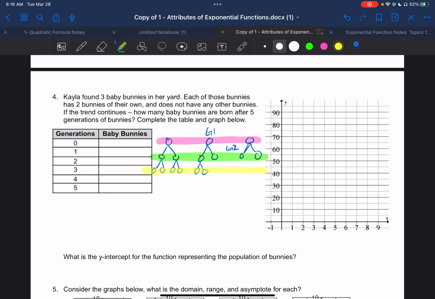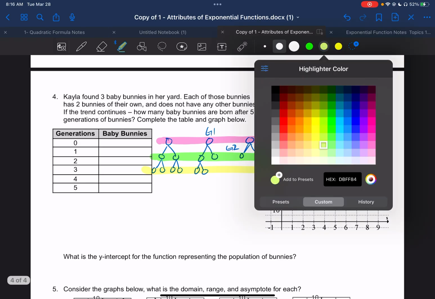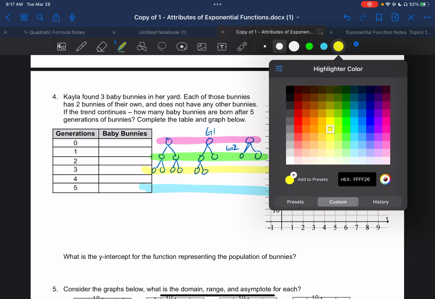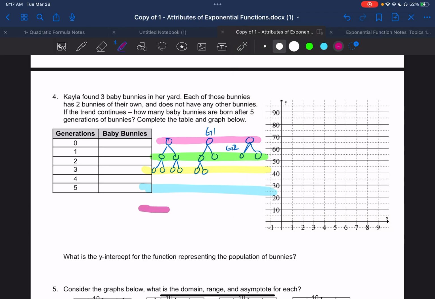I'm going to highlight in yellow. And then we need a different color because we need to do generation 4, let's get blue. And then we need one more generation. You have to do it one more time, I know. And then we do generation 5. So you're going to have to multiply this one here. This has 2, and then this one has 2. So you have to do that for all of these to figure it out.